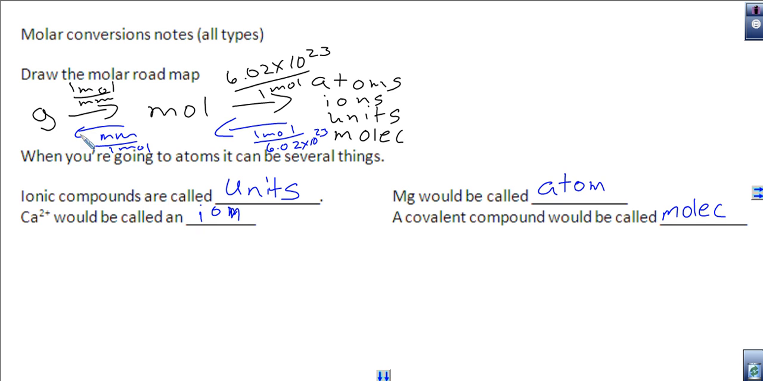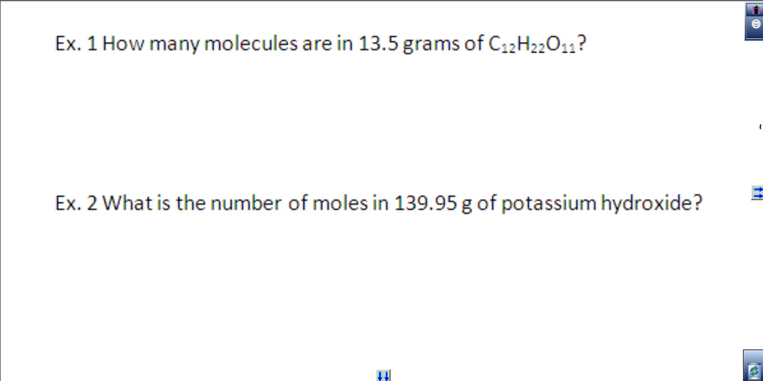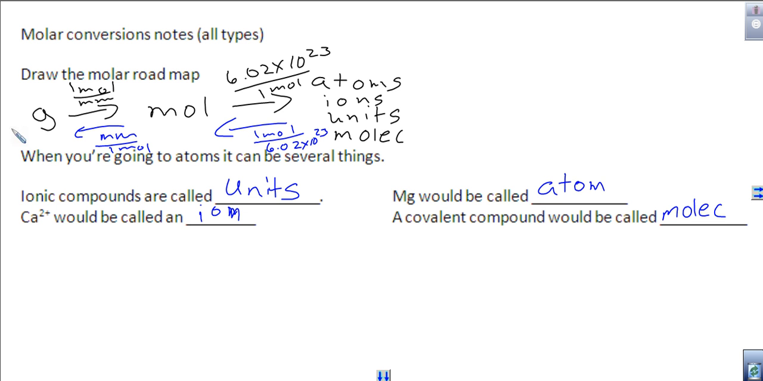So let's go ahead and try an easy problem. We're going to skip ahead to example 2. I want to do this one first because I haven't shown it yet on the videos. What is the number of moles in 139.95 grams of potassium hydroxide? So now what we're doing is we are starting in grams and going to moles. So we're going to use the top part. It's going to be 1 mole over the molar mass.